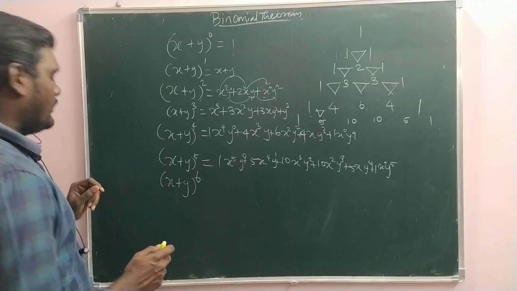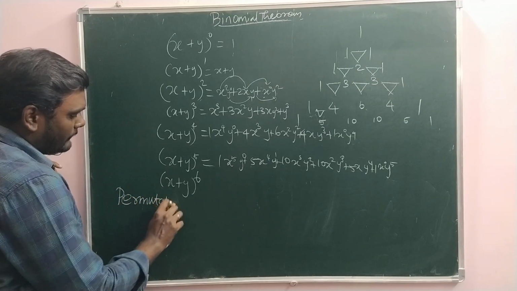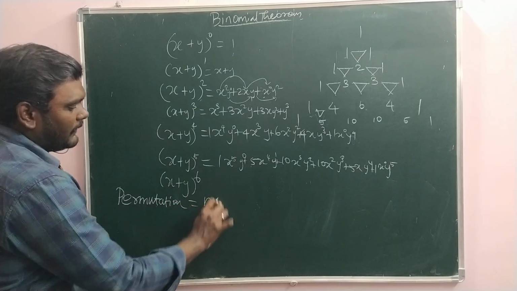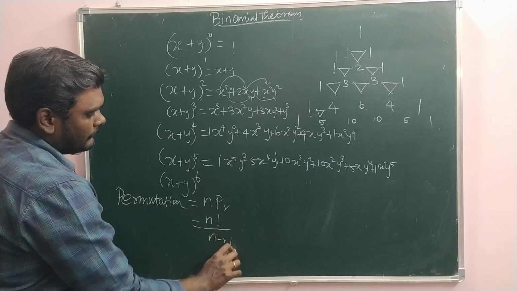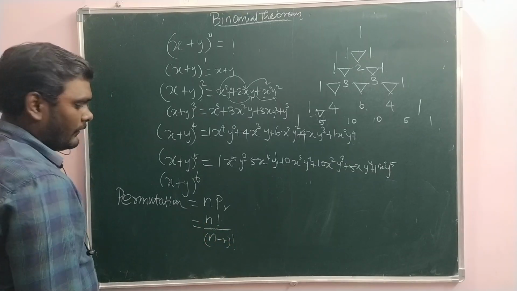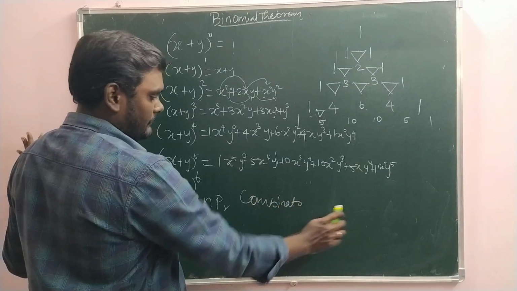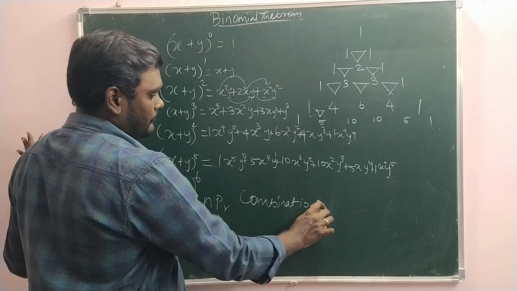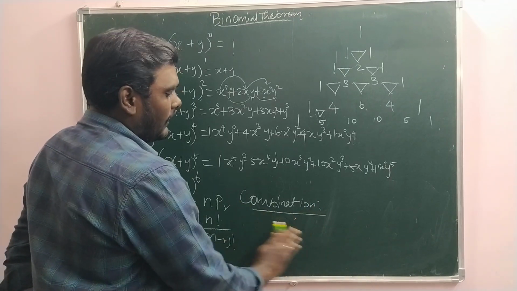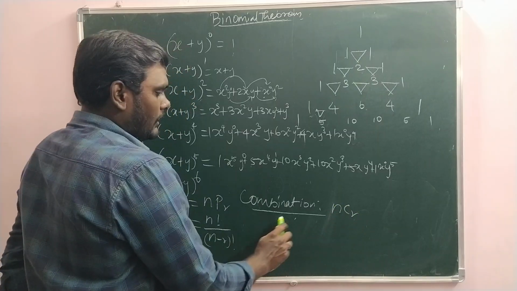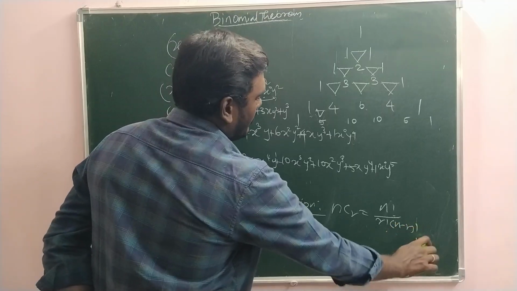Heard of this permutation and combination? Permutation means we see nPr. That means n factorial by n minus r factorial. And the combination. Combination means it is nCr like we'll write. So that is n factorial by r factorial into n minus r factorial.